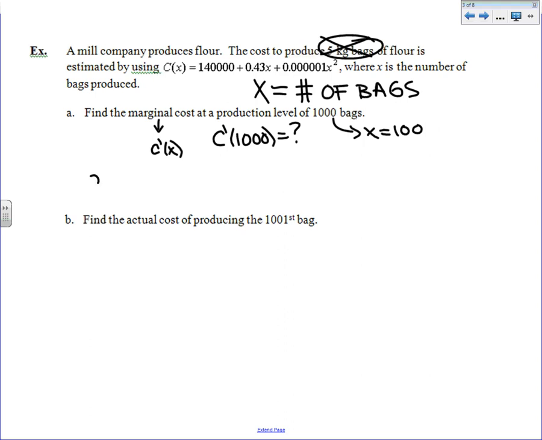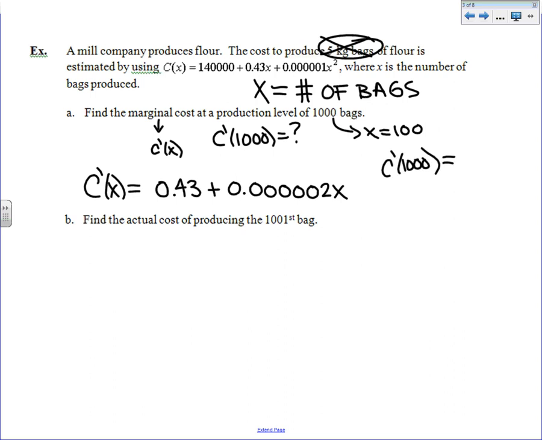So c prime of x, we're using a bit of power rule and the sum and difference, taking that derivative term by term. What I get is 0.43 plus 0.000002, and then x to the power of 1. So we'll just leave that as x. Now, the remaining part of part A is c prime of 1,000. We're going to substitute 1,000 in for x, and I'll tell you the answer here. In dollars, it is 0.432.